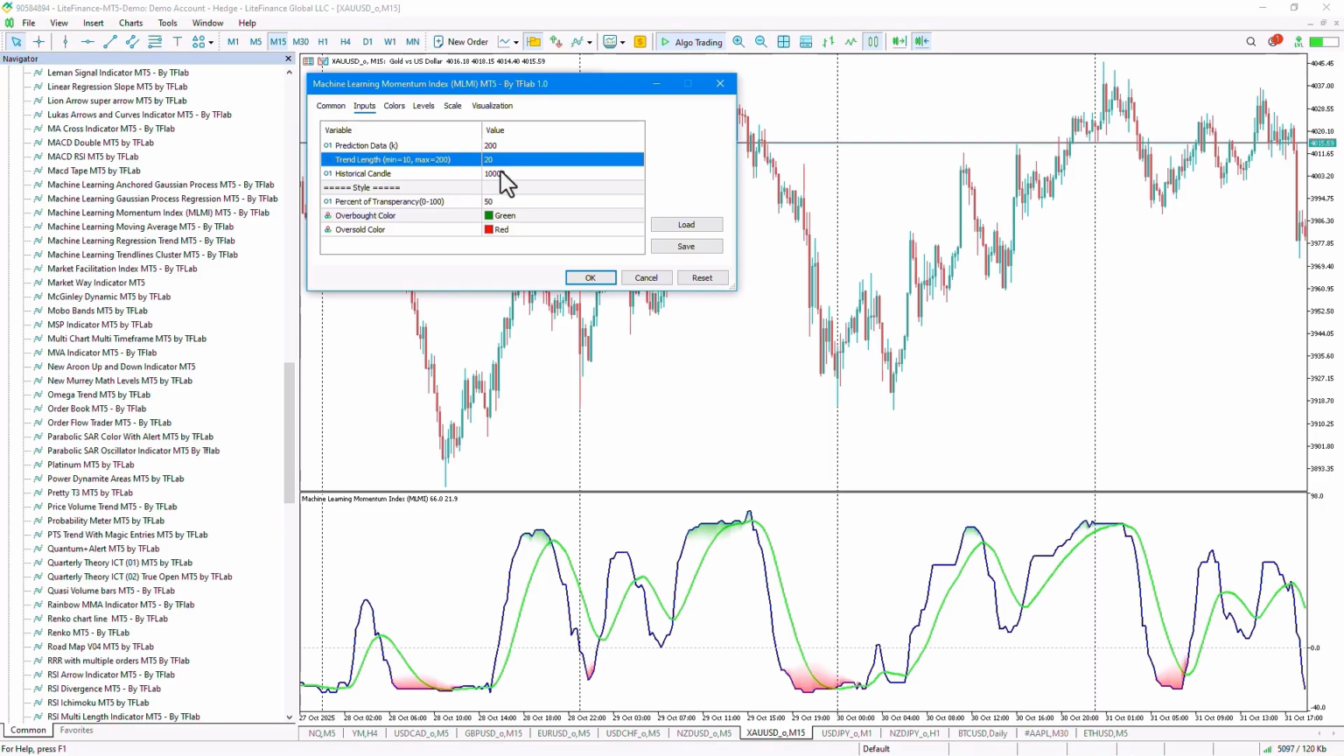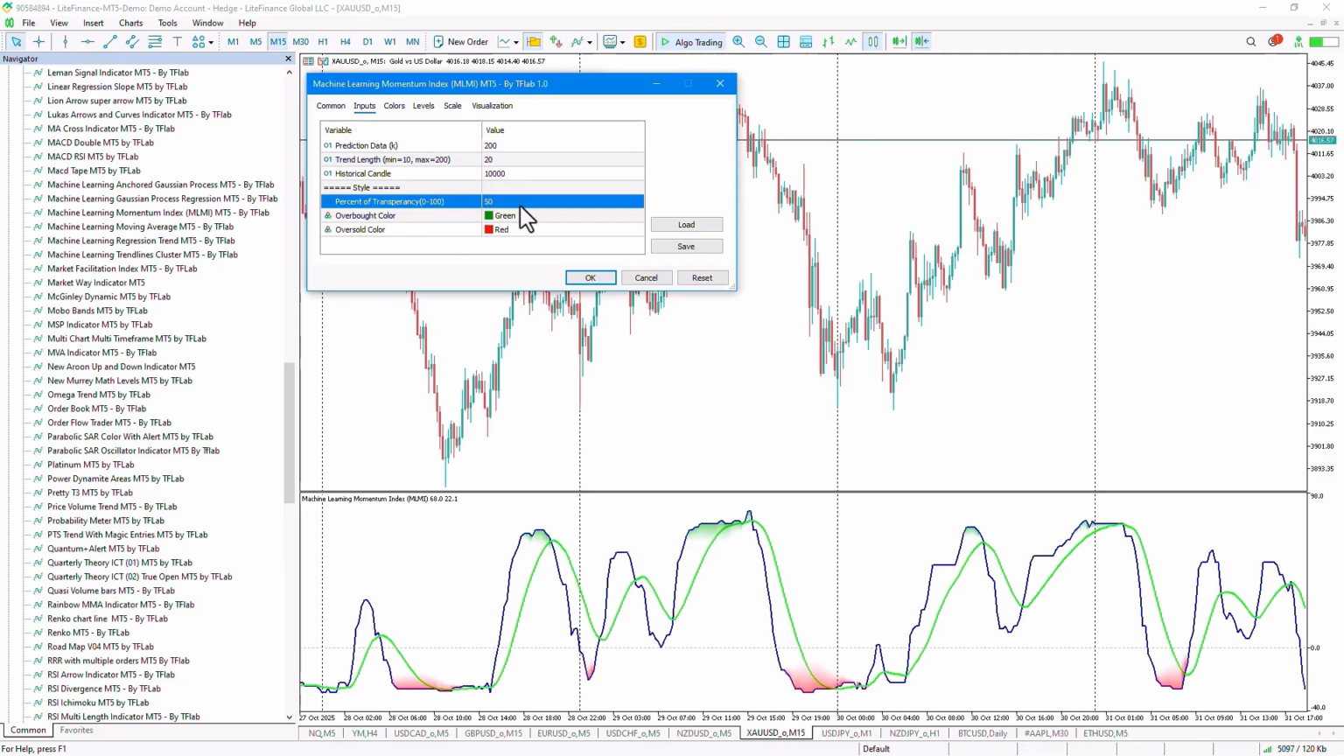In the next input, we can specify the maximum number of candles to be used for training and analyzing historical market data, which is set to 10,000 candles by default. In the next section, we can set the style for drawing lines here. In the first parameter, we can specify the transparency or opacity of the overbought and oversold zone colors in the oscillator area, where we can set a minimum value of 0 and a maximum value of 100.